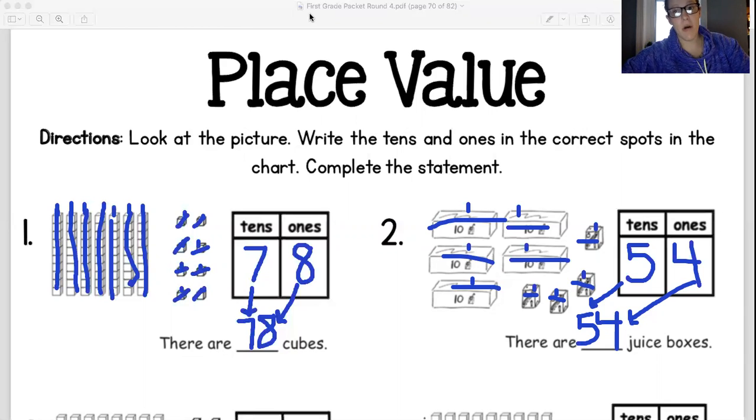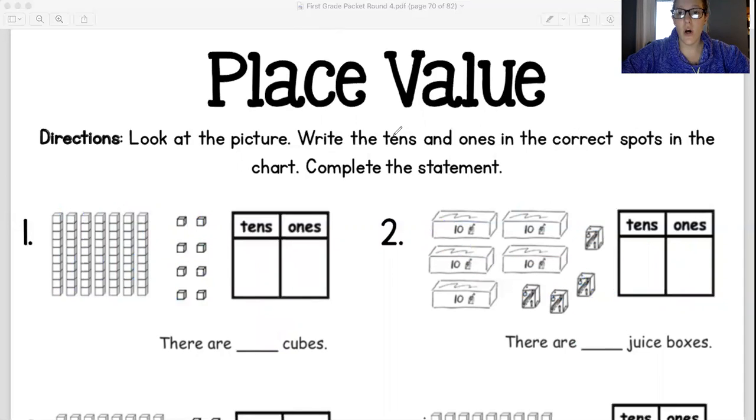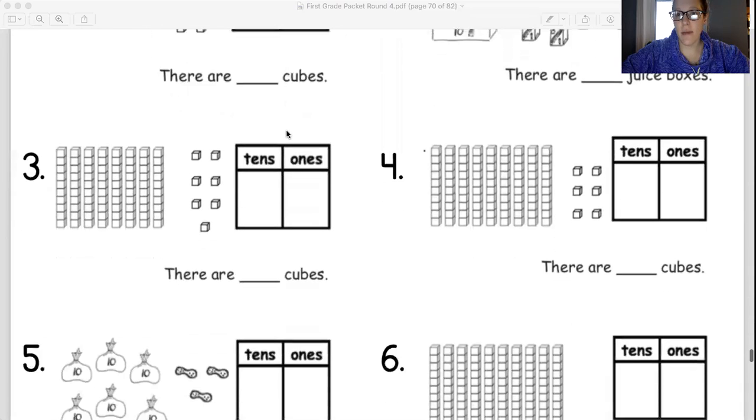I want you to go ahead and pause the video again, and I want you to try numbers 3 and 4 all by yourself, and then once you have that finished, come on back.